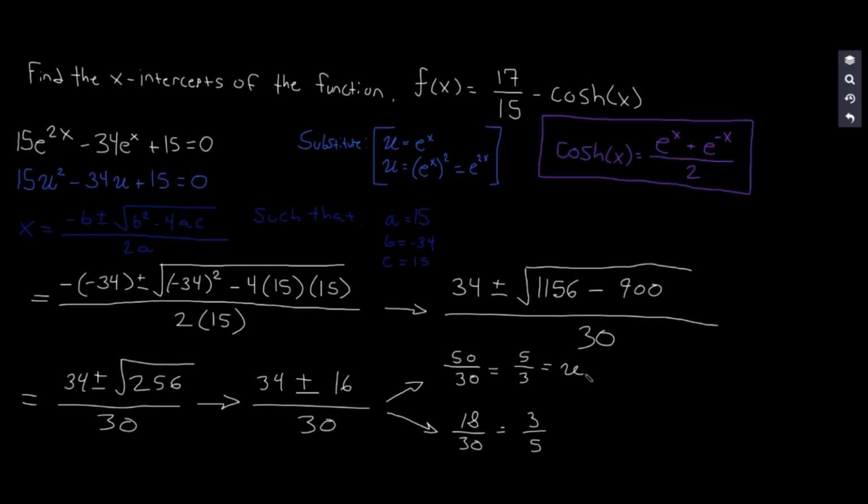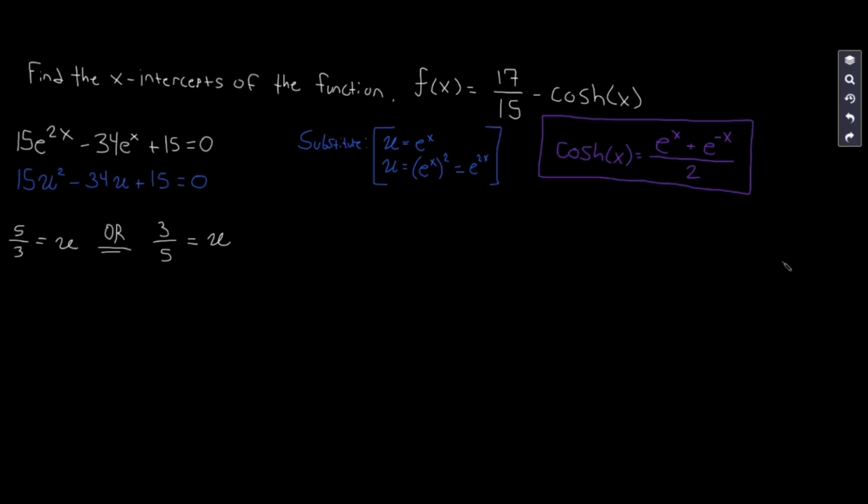That means that 5/3 equals u or 3/5 equals u. Let me grab some room. Okay, so we have 5 over 3 equals u or 3 over 5 equals u. So from here, what we can do is we could back substitute. If u equals e to the power of x, that means that by definition, e raised to the power of x equals 3 over 5, or e raised to the power of x equals 5 over 3. Now there's something interesting going on here because we see that 3 over 5 and 5 over 3 are reciprocals of one another.